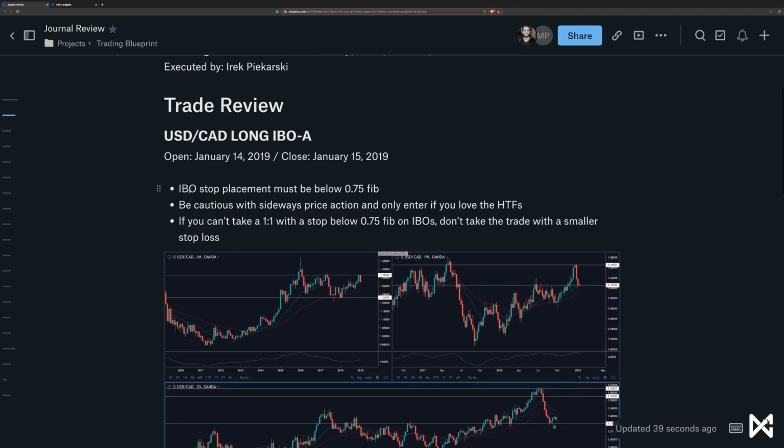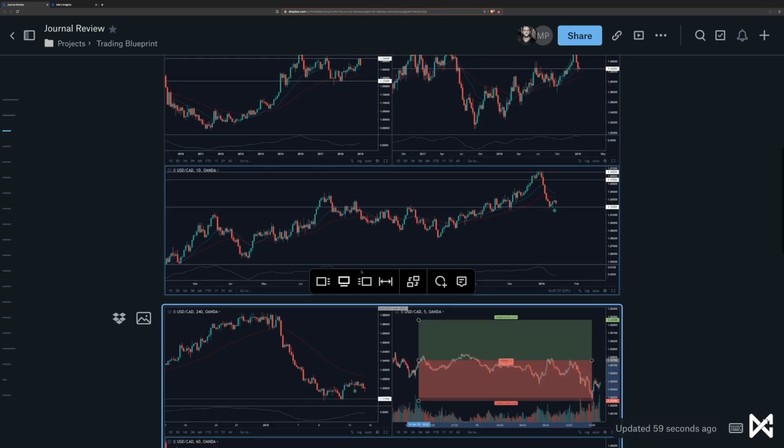What are the notes that I said? IBO stop placement must be below 0.75 Fibonacci. So that's the first lesson that was identified. It was also identified within the data, the actual journal, the spreadsheet. Lesson number 2, or potential insight. These are not lessons yet, these are insights. Insight number 2: be cautious with sideways price action and only enter if you love the higher time frames. So check it out.